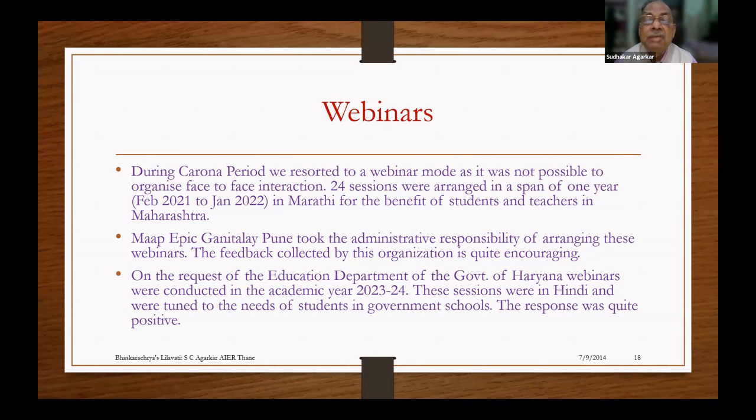And so I conducted 2 sessions every month, 24 sessions in all, from February 2021 to January 2022. So I tried to complete the entire book in 24 sessions. Then after the success of Marathi, we started getting requests to conduct the workshops in Hindi. There was a request from the government of Haryana. On their request, last academic year, I conducted similar workshops in Hindi.